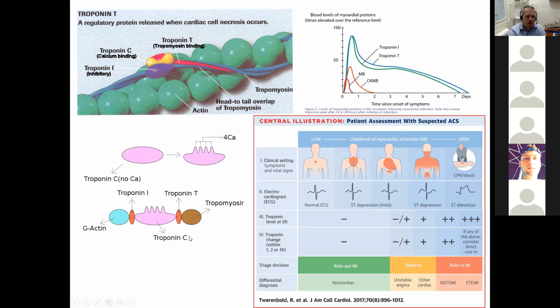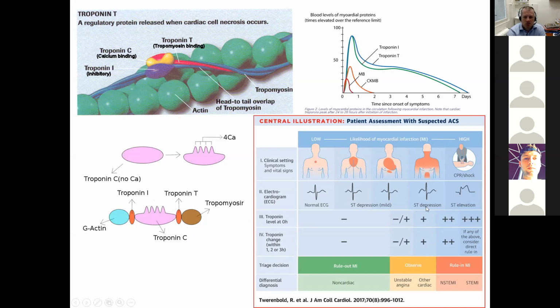And troponin T is called T because it binds to tropomyosin, that's this ribbon molecule here. And troponin C is called C because it binds to calcium ions that trigger the muscle contraction. So even these letters provide some explanation. Troponin I inhibits the binding of actin to the myosin.